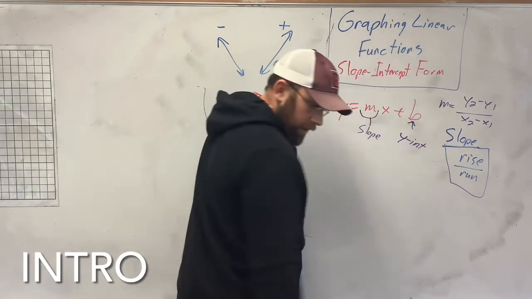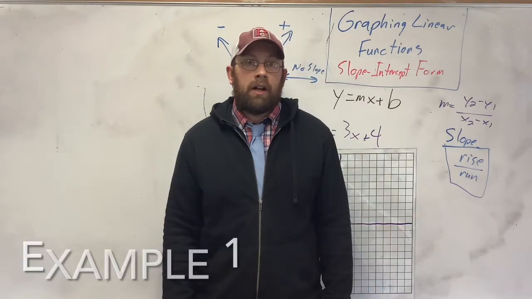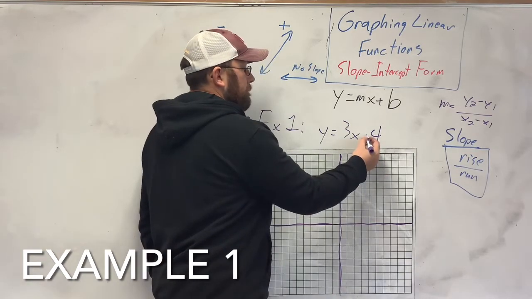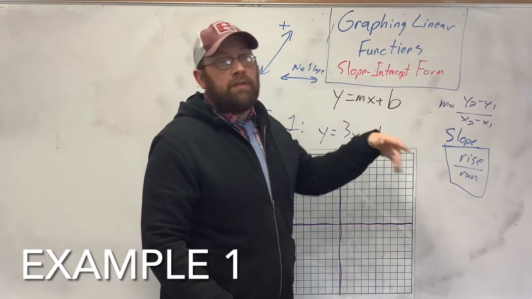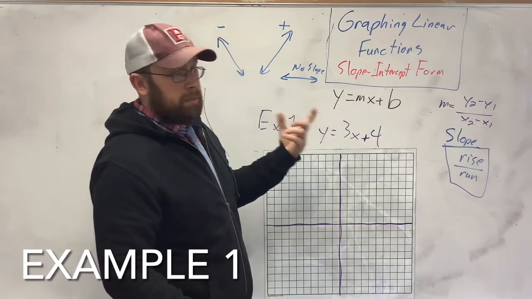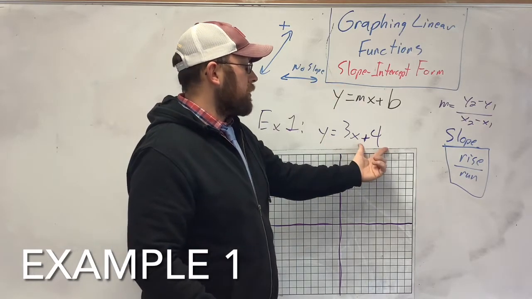All right, and that is the basics. Now let's get into some problems. Now we're going to graph this. The first thing you use in slope-intercept form, if you watch the other point-slope video, in point-slope you use the point that you find from the point-slope. In slope-intercept, you use the y-intercept first.